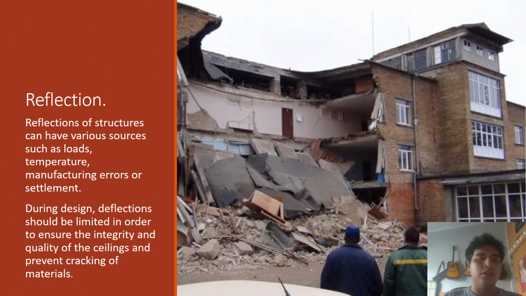Well, the deflection of structures can have various sources, such as loads, temperature, manufacturing errors, or settlement. During design, deflections should be limited in order to ensure the integrity and quality of ceilings and prevent cracking of the materials. Here the deflection is when we have a building and some part of it falls down because of many factors, like we can see here, the loads, maybe an earthquake, things like that are the causes.